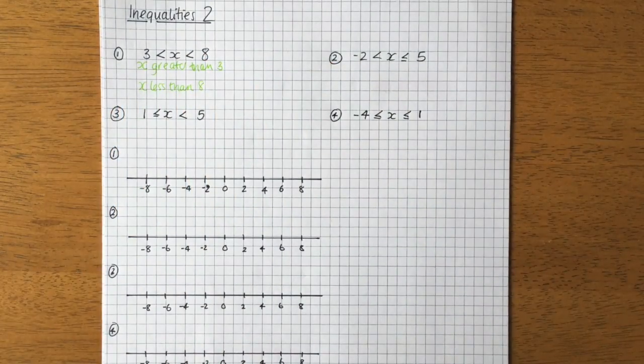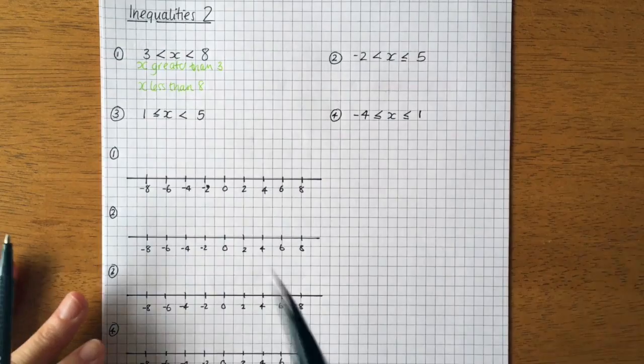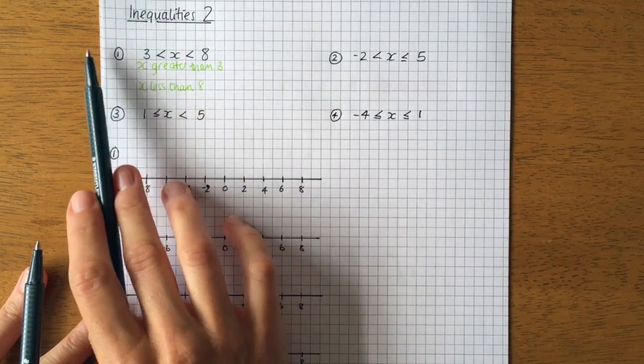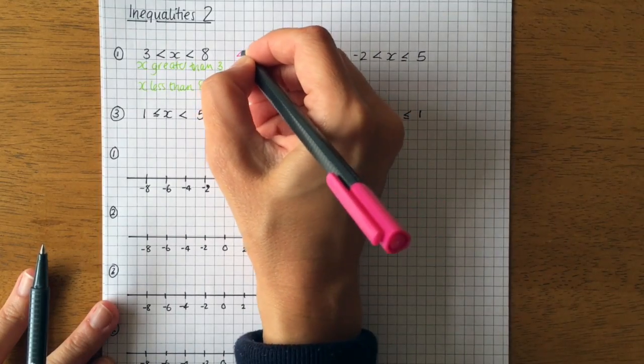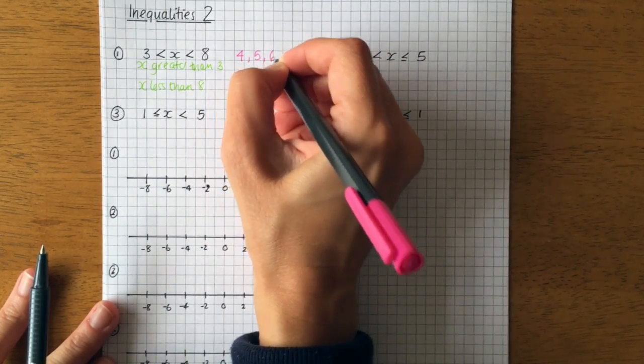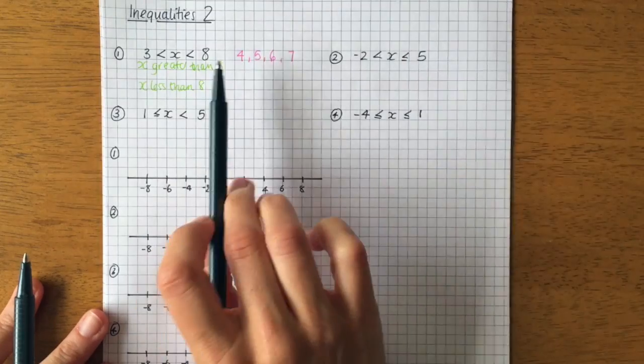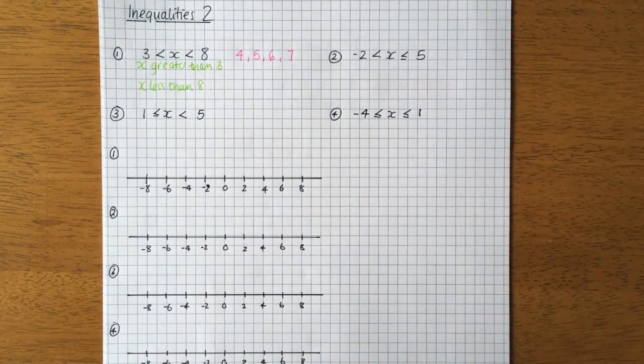So I've got two things there. It's greater than 3, but it's less than 8. So if I'm thinking about what numbers would be included in this inequality, it doesn't include 3 or 8, but it gives me the numbers from 3 up to 8, because I can't go any less than 3 and I can't go any more than 8. So the numbers it's going to include are 4, 5, 6 and 7, because 3 and 8 are not included.